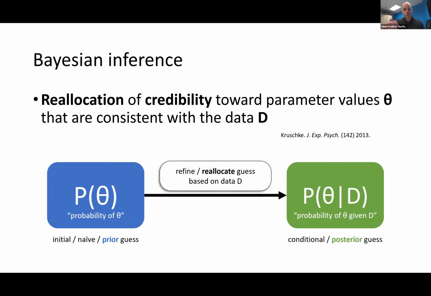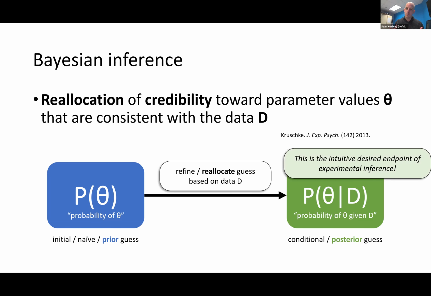Then you refine or reallocate your guess or your knowledge based on the data D to get your posterior probability, or the probability of your parameter values theta being true, given that you've collected the data that you've collected. So again, this is a much more intuitive desired endpoint of experimental inference versus the p-value, where those values are essentially switched, where you're looking at the probability of some result greater than your data given the parameters. Here, you're actually finding the probability of your parameters given the data. So you collect the data and you say, all right, how does that affect my understanding of what the parameters should be?